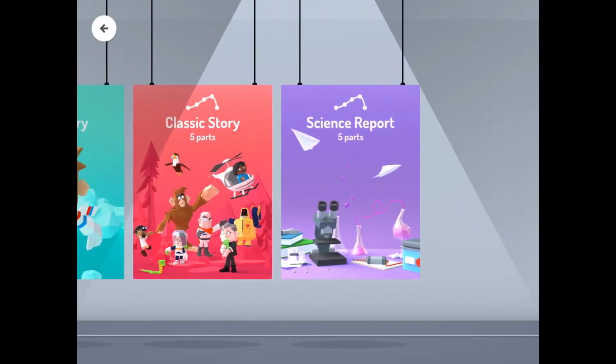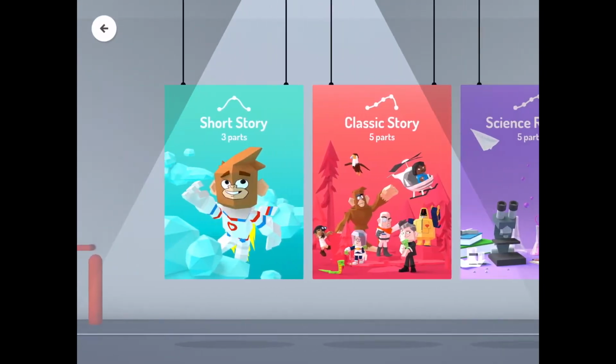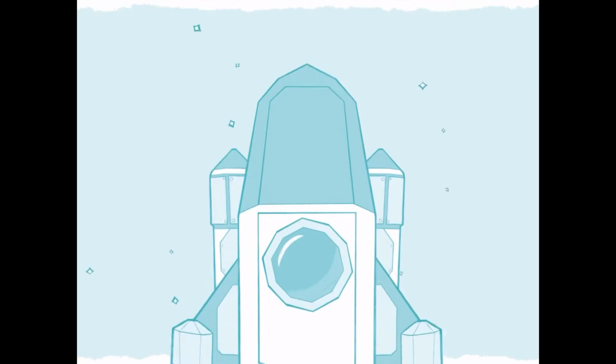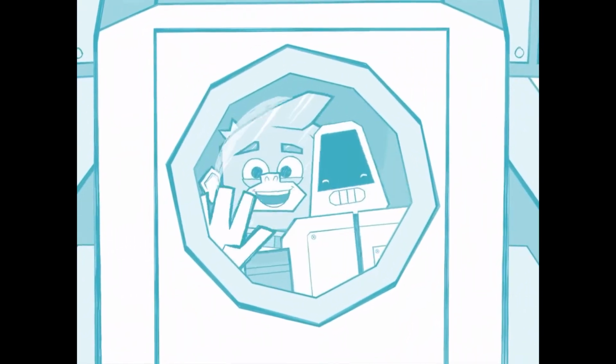What we will be using, now there are 3 different ones, what we're going to be using is short story. That has 3 parts to a story. Alright, there are 3 parts to our story: the beginning, the middle, and the end. Okay? The end, where your story wraps up.